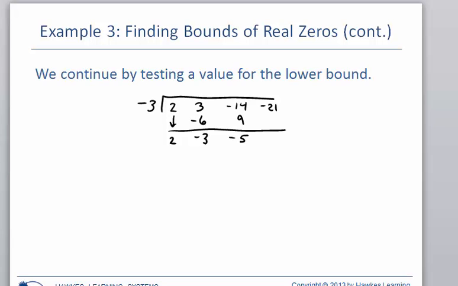Okay, right now I know that negative 3 is not a lower bound because this sign did not alternate across the bottom. So that's not going to work. So we want to go to something else. And remember, you want to use something that's smaller, but you want to keep it relatively small. So I might move to negative 4, and let's try negative 4.